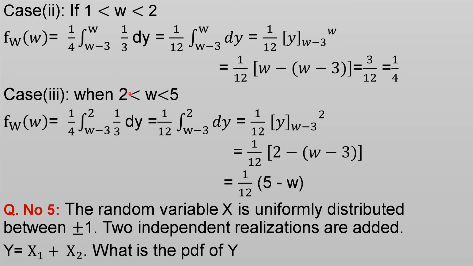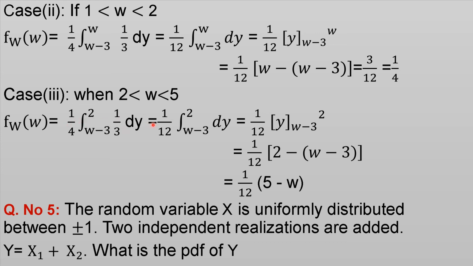So take only 2 as the upper limit. Y is between minus 2 and plus 2. Y cannot be greater than 2. So the upper limit you take as 2 itself, ignore all the other values. Then the integrand fx of w minus y is 1 by 3 dy.